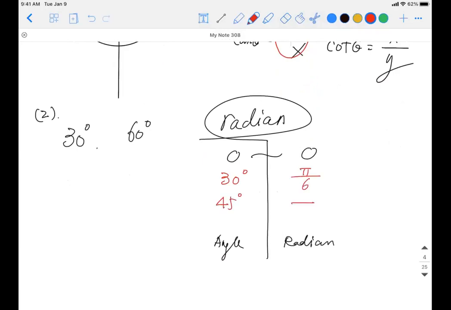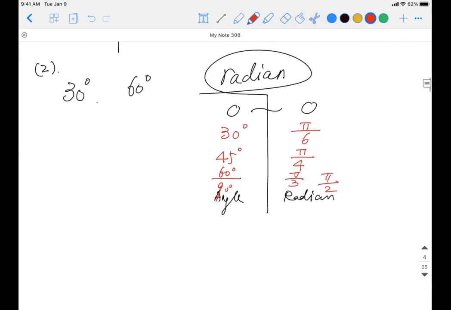45 degrees, pi over 4. 60 degrees, pi over 3. 90 degrees, pi over 2, right? 180 degrees, pi. 360 degrees, 2 pi. So this is nothing but, again, kind of like a denotation, and this is like a definition. So you see, at the very beginning of trigonometry, we actually define a lot of stuff.